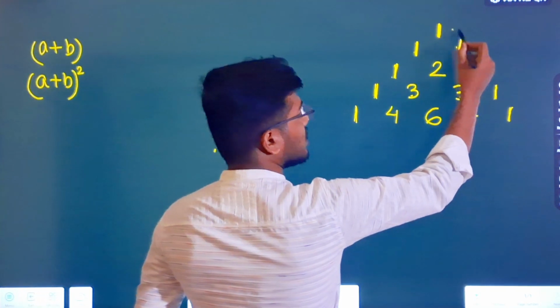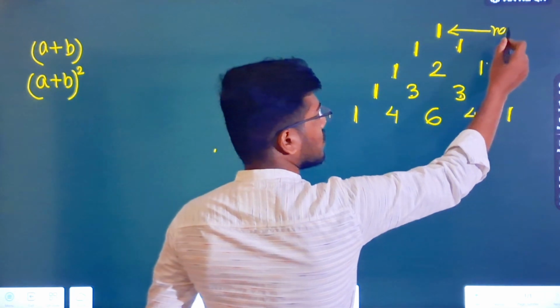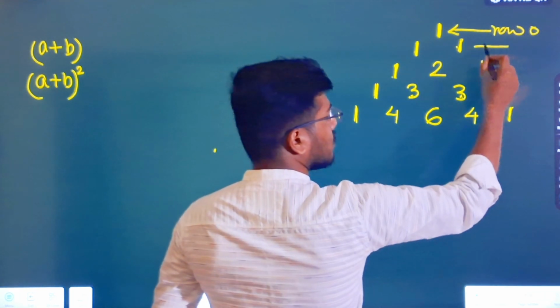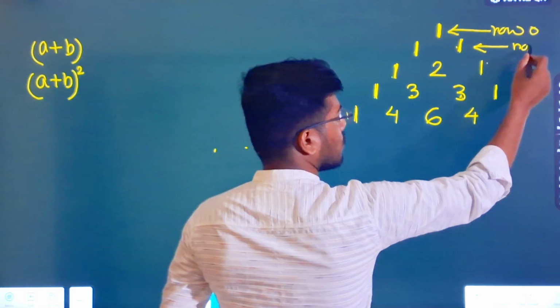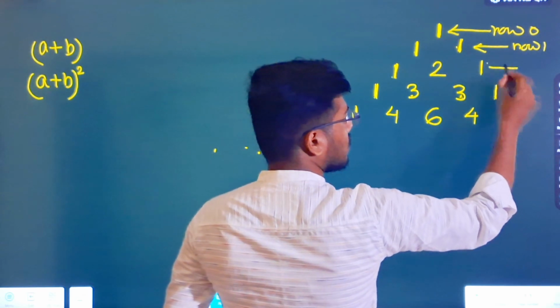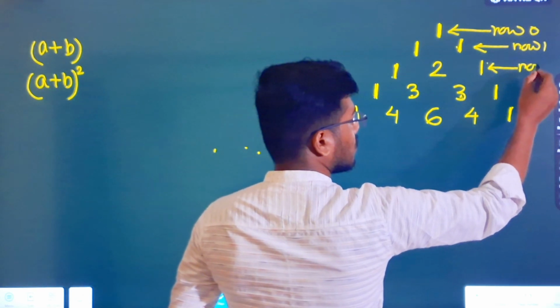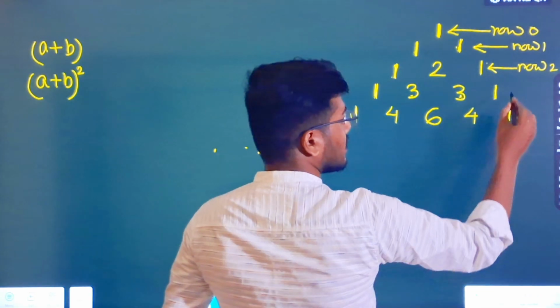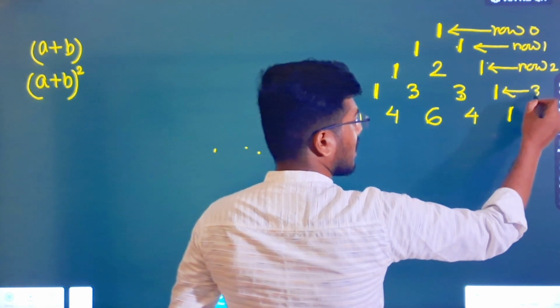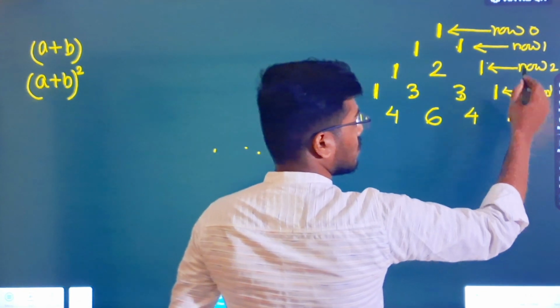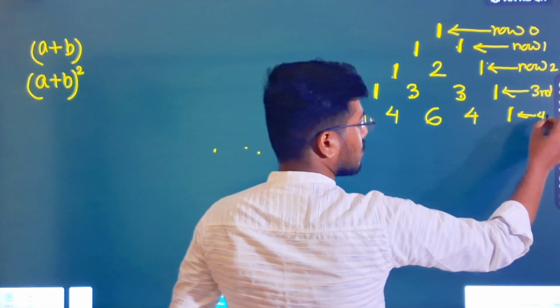So this is row 0. This row represents row 1. This row represents row 2. Similarly, this one represents the third row. This is the fourth row.